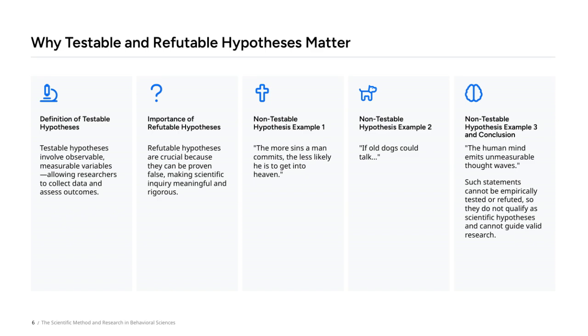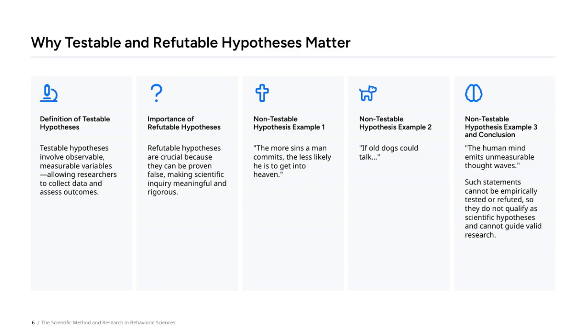To highlight this, consider some examples of non-testable hypotheses. One is a statement: the more sins a man commits, the less likely he is to get into heaven. There's no way to observe or measure this reliably, so it isn't testable. Another example is, if old dogs could talk. This is purely hypothetical and can't be tested since it's based on an unreal condition. Lastly, take the claim that the human mind emits unmeasurable thought waves. Since these thought waves cannot be detected or measured, this idea cannot be proven or disproven scientifically. All these illustrate why hypotheses need to be both testable and refutable to serve as a solid foundation for valid scientific research.